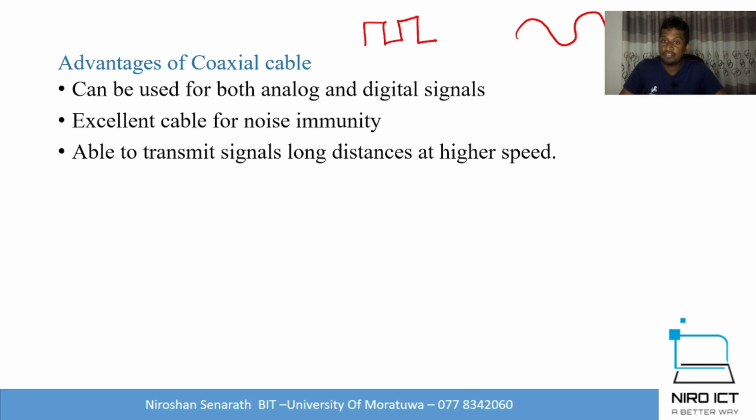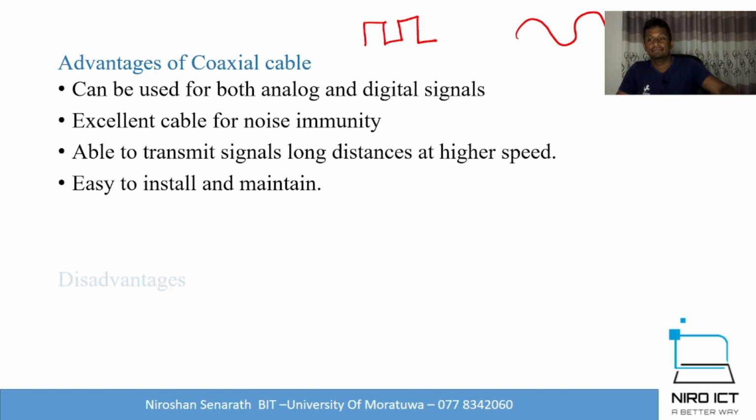It is able to transmit signals over long distances. Compared with twisted pair, where we have a maximum of 100 meters, with this one you can transmit signals over a long distance at high speed. Easy to install and maintain. Easy to install means you can fix these types of cables to BNC jacks and connectors in your home using simple instruments. So disadvantages are there.